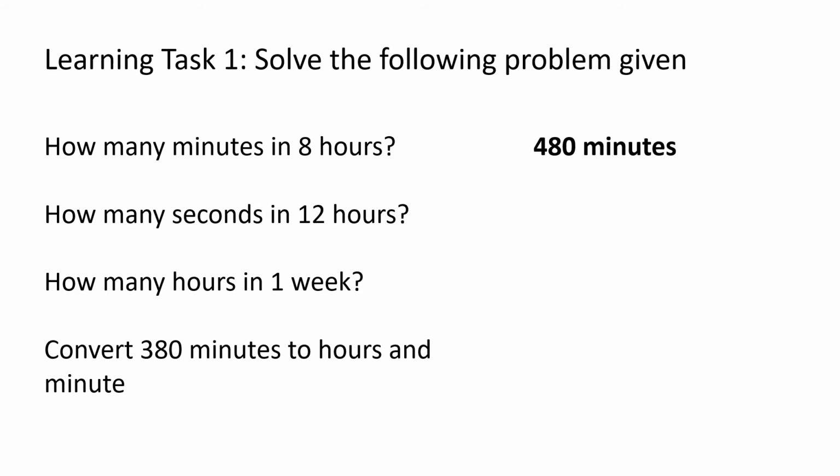Next, we have how many seconds in 12 hours? 60 seconds in 1 minute. And there are 60 minutes in 1 hour. So, 60 minutes times 60 seconds times 12 hours will give us 43,200 seconds.